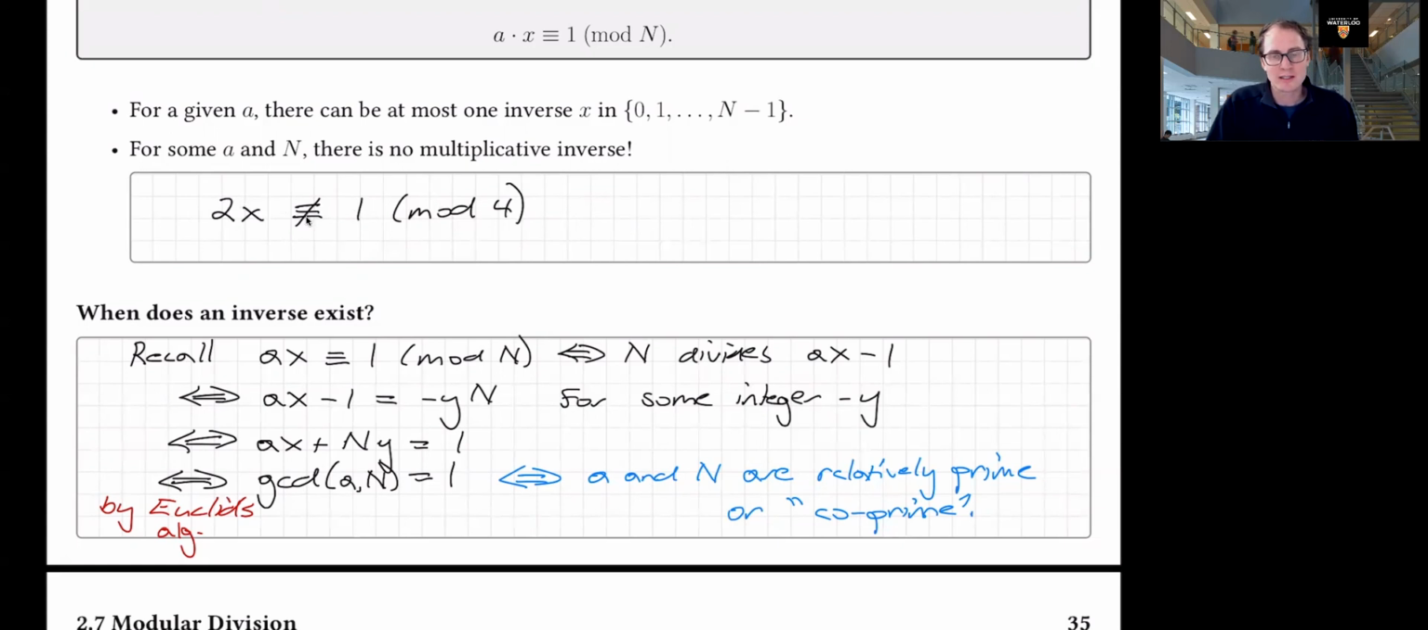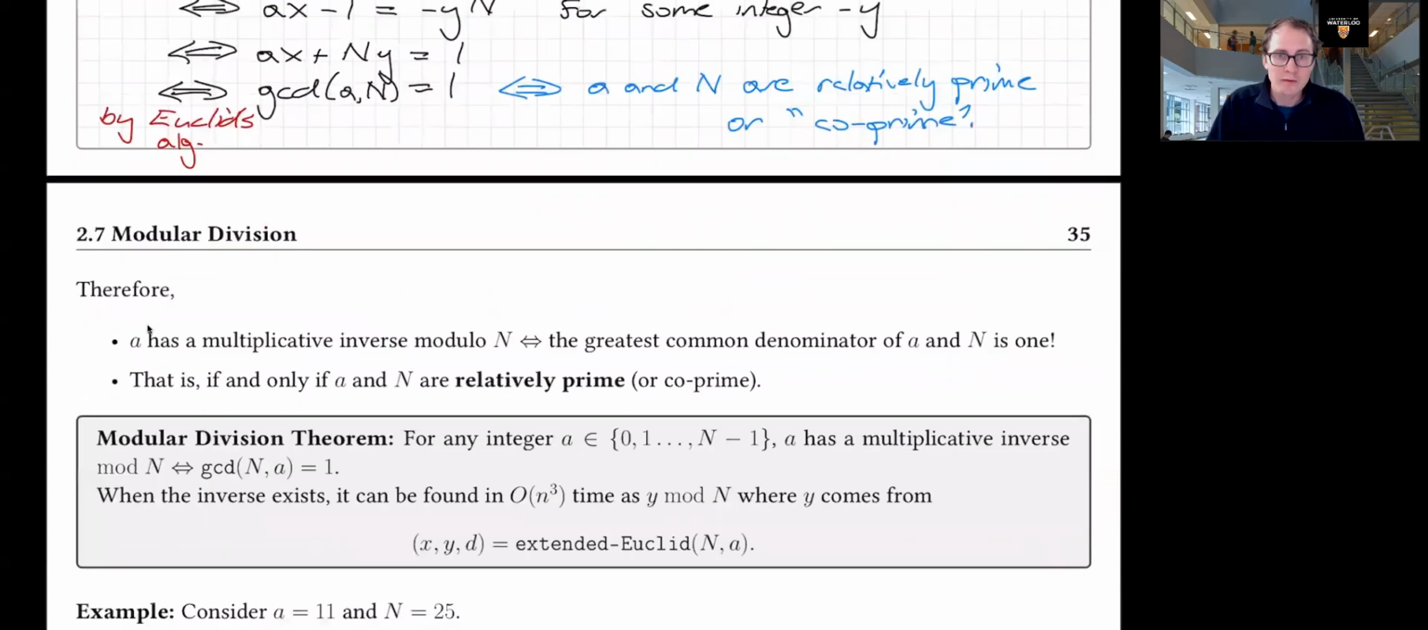If instead I said 2x is equivalent to 1, like is there an x for the equation 2x equivalent to 1 mod 3? The answer would be yes, because 2 and 3 are coprime, right? 2 and 7, 2 and 9, anything like that. So therefore, a has a multiplicative inverse modulo n if and only if the greatest common divisor of a and n is 1. That is, if and only if a and n are relatively prime or coprime.